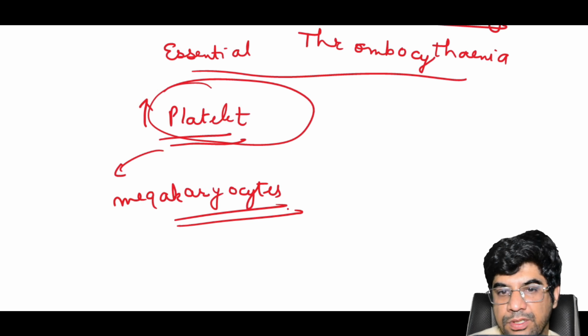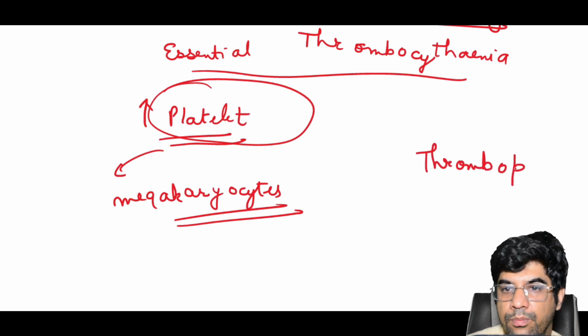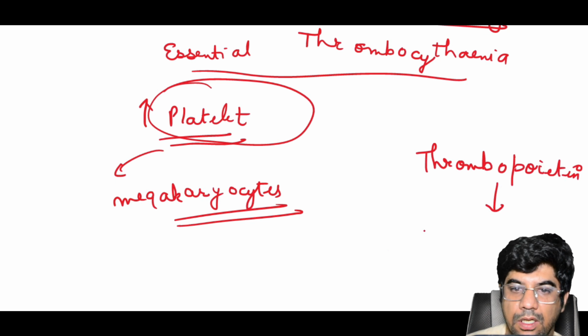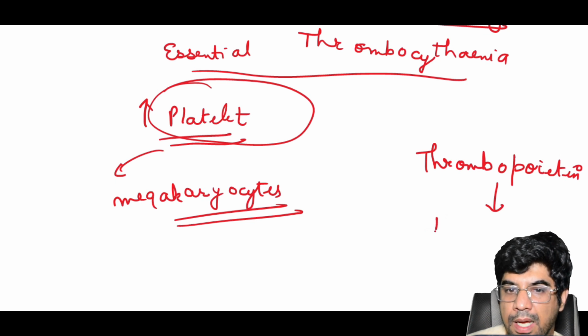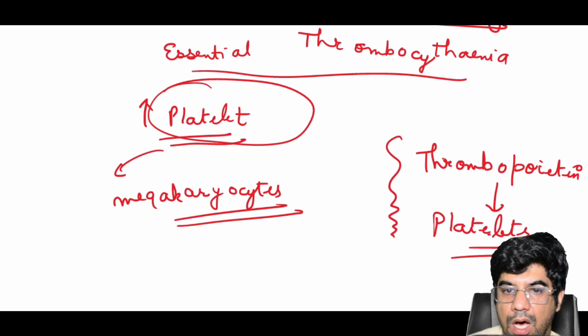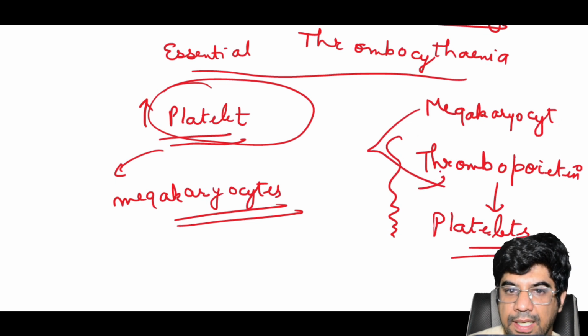So the underlying pathophysiological mechanism involves the absence of control by thrombopoietin. So that regulates endomitosis in megakaryocytes to produce platelets. So that results in uncontrolled proliferation of megakaryocytes as well as platelets.